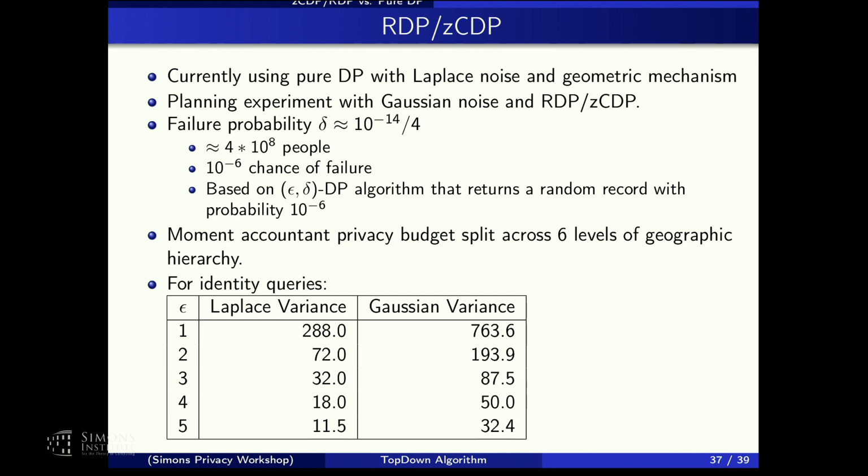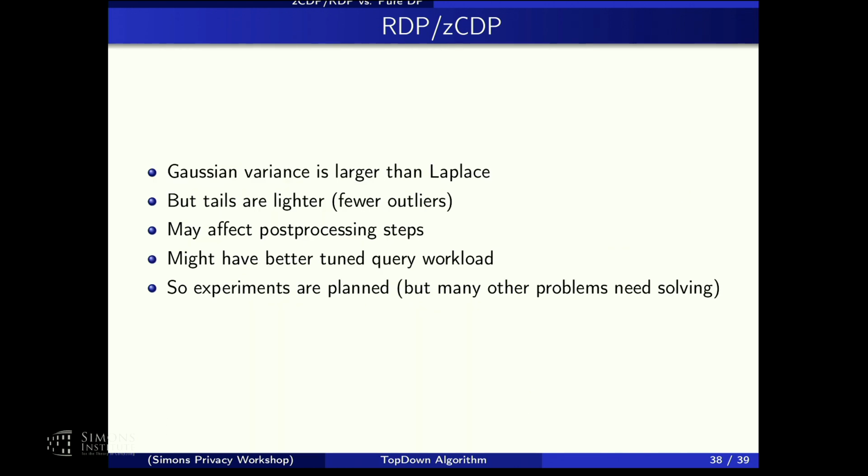If we wanted to use the moment accountant and split the privacy budget equally across the 6 levels of our geographic hierarchy, these are roughly the variances that we get for different settings of epsilon. Currently, it looks like the Laplace variance would be smaller than the Gaussian variance for equivalent epsilons. But even though the Gaussian variance is larger, the tails are smaller. With smaller tails, we have fewer outliers, meaning fewer large noise values, and that can affect our post-processing steps. It also affects some of the error measures, if we look at ones other than variance.